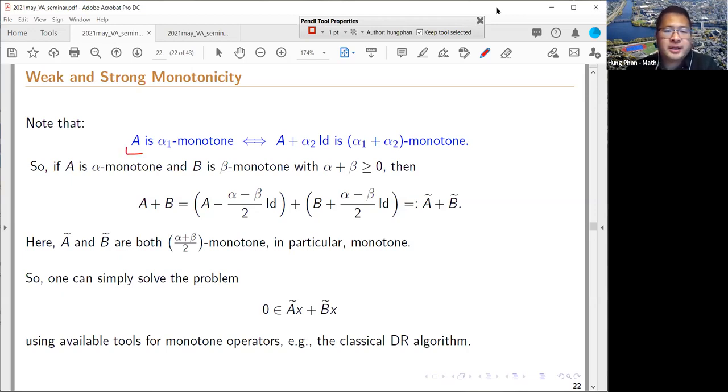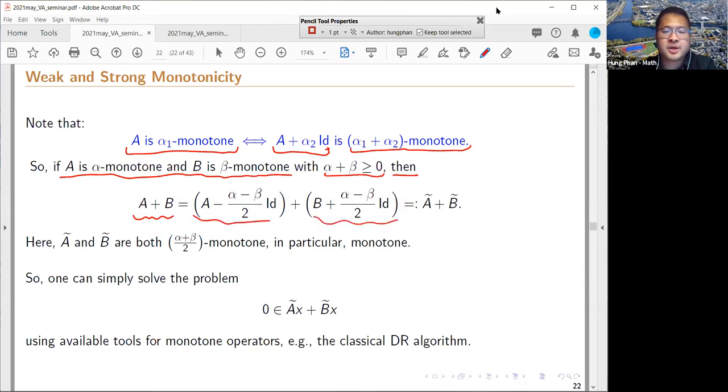We can check that if A is alpha 1 monotone, then when you add an alpha 2 identity into A, we will have alpha 1 plus alpha 2 monotone. So if A and B are alpha and beta monotone with the sum greater than 0, then we can modify the sum of two operators by adding and subtracting the same amount of identity from them to obtain A tilde and B tilde, so that A tilde and B tilde are both monotone. In particular, they are both monotone. Okay? This parameter is greater than or equal to 0.